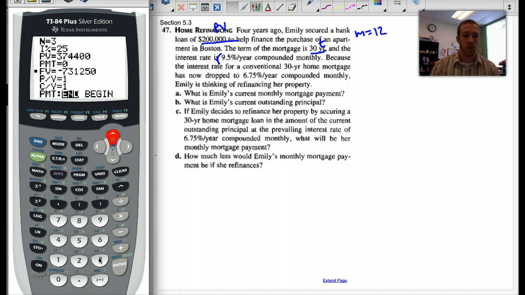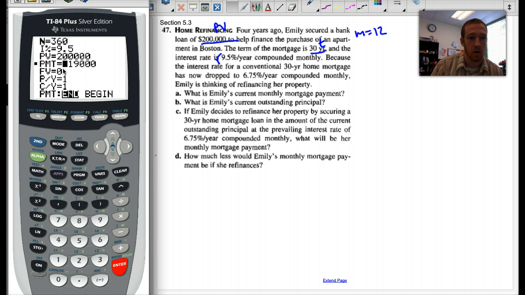and we've got 30 years times 12 months per year gives us that. The interest rate is 9.5, and we're going to be solving for payments. Oops, what did I do? There you go, 9.5 for the interest. Principal is 200,000. And we're solving, oh, I got to get rid of the FV. I got to make sure there's a 0 there. And then solve for the payments.